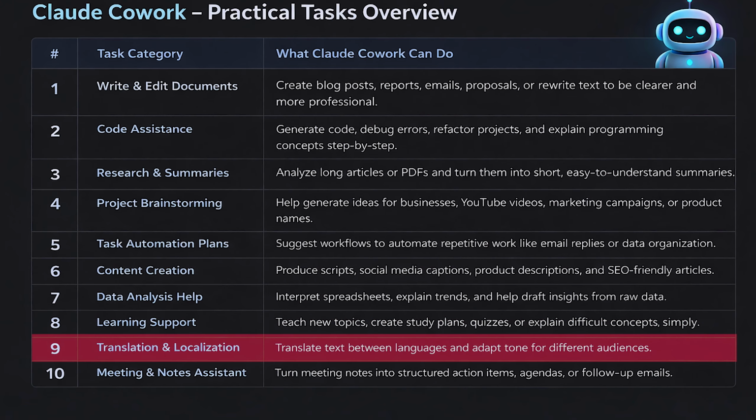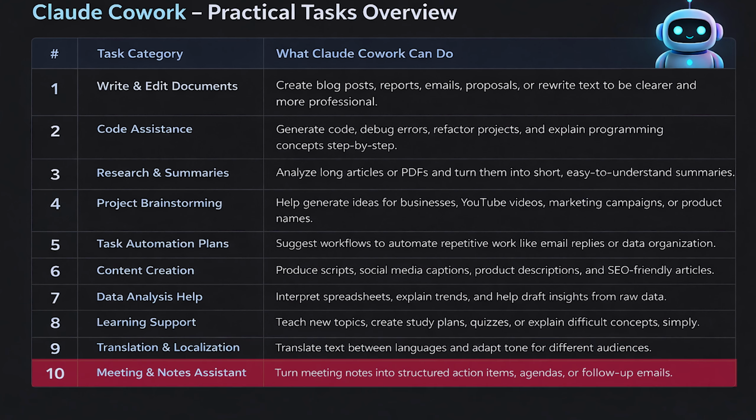Number 9, translation and localization. Translate text between languages and adapt tone for different audiences. Number 10, and finally, meeting and notes assistant. Turn meeting notes into structured action items, agendas, or follow-up emails.